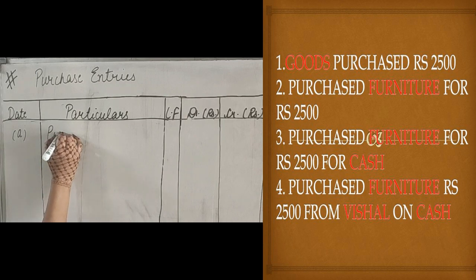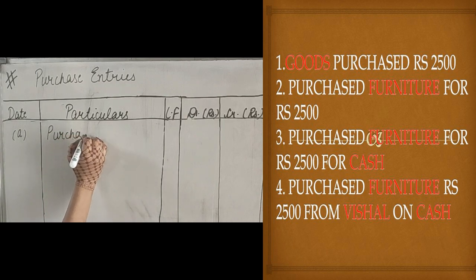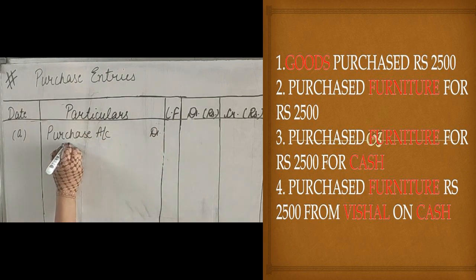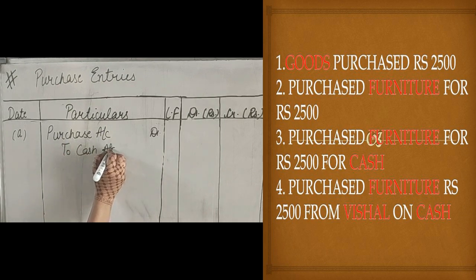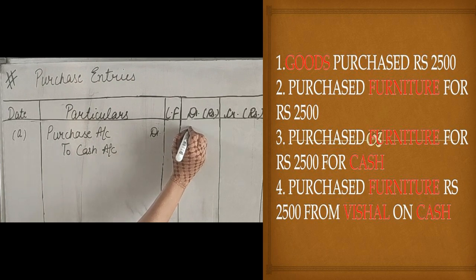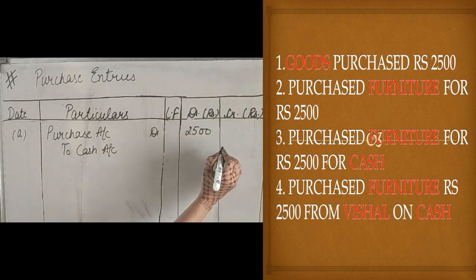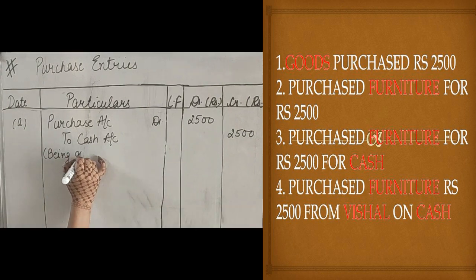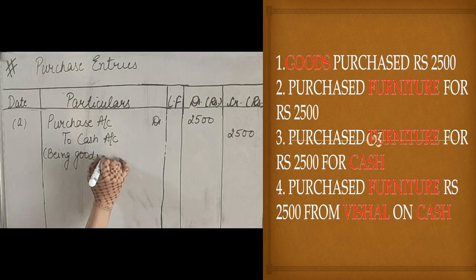That's why we write the purchase account debit to cash account, because the company paid cash and purchased the goods. The amount is 2500. You can also write the narration, being goods purchased for cash.